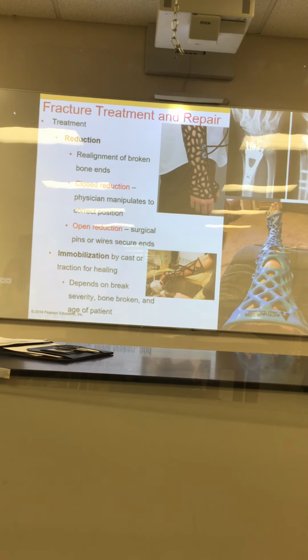Sometimes things just don't want to heal up. So what do we do? We pin and screw and wire it all back together. And it works. That'd be an open reduction. And then there's immobilization.